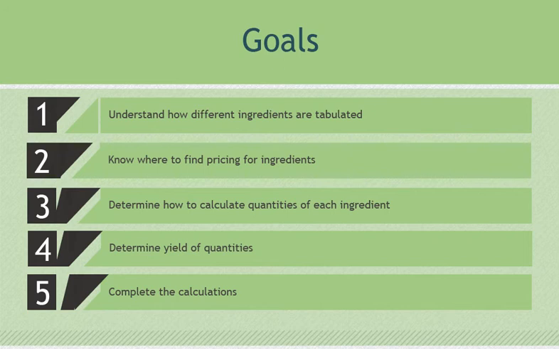First, understanding how different ingredients should be tabulated, and then knowing where to find pricing for ingredients. Determine how to calculate quantities of each ingredient and convert those quantities from purchase quantity to recipe measurement. Determine yield weight of ingredients, and finally, complete the calculations and decide the best way for you to calculate.